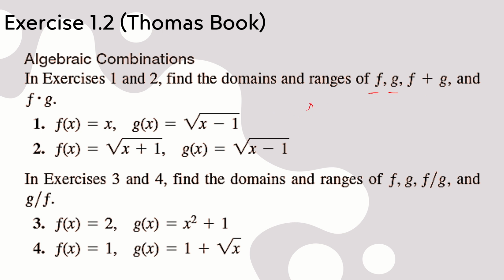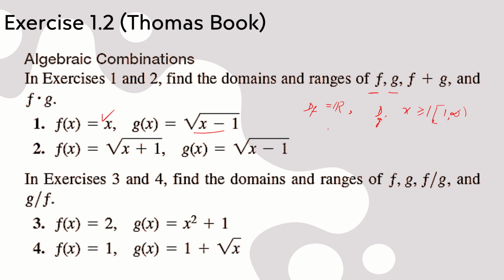See, the domain of f in this case will be all real numbers, because we simply have the function x, which is a polynomial, and the domain of a polynomial is always the set of real numbers. Whereas the second function is under root x minus 1, so the domain will be all real numbers greater than or equal to 1, because otherwise it becomes negative and the root will not be defined. So the domain here is 1 to infinity.